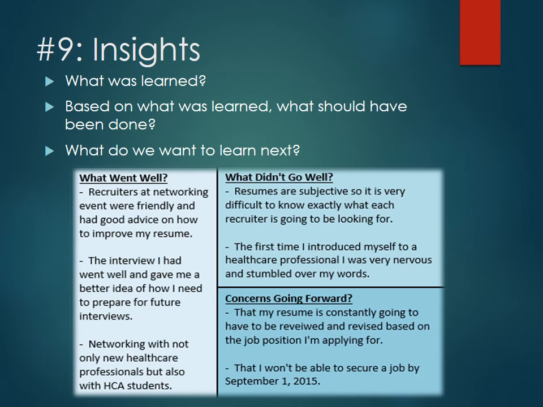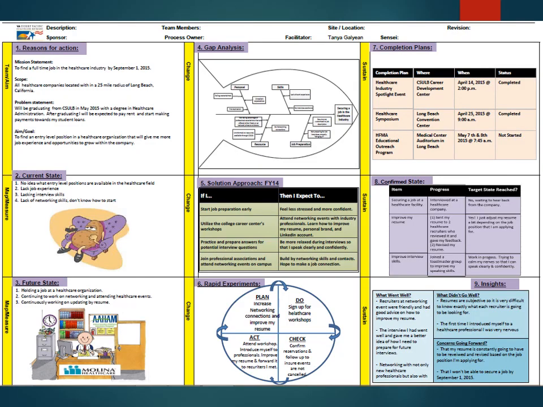Box 9 is the last one, and it's for insights. So here you want to talk about what you learned, what went well, what didn't go well, and any concerns you have going forward. And here is an example of the A3 I created for my personal use to find a job.